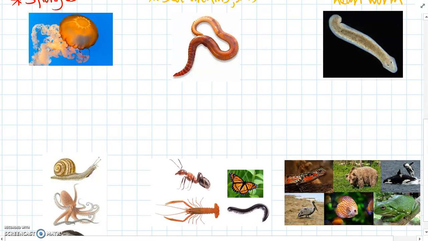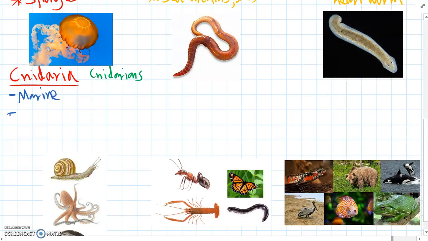Okay, the next group is called the Cnidarians. Phylum Cnidaria. The C is silent when we pronounce it. Cnidarians. And we can see in the picture, these are marine animals. They live in the ocean.